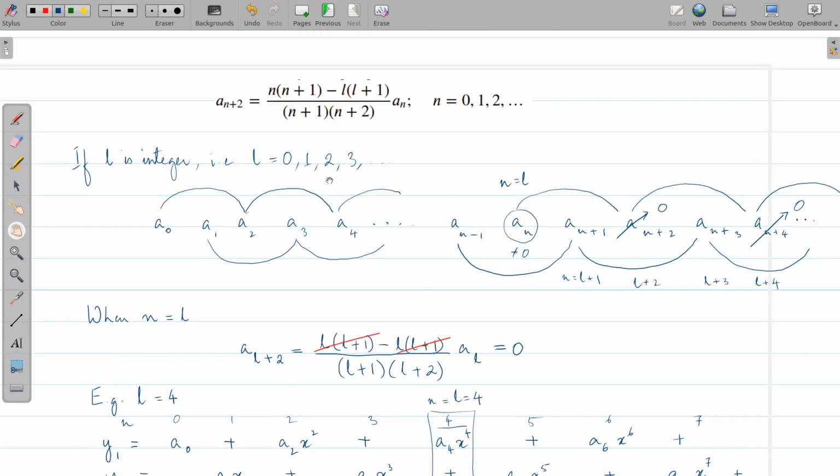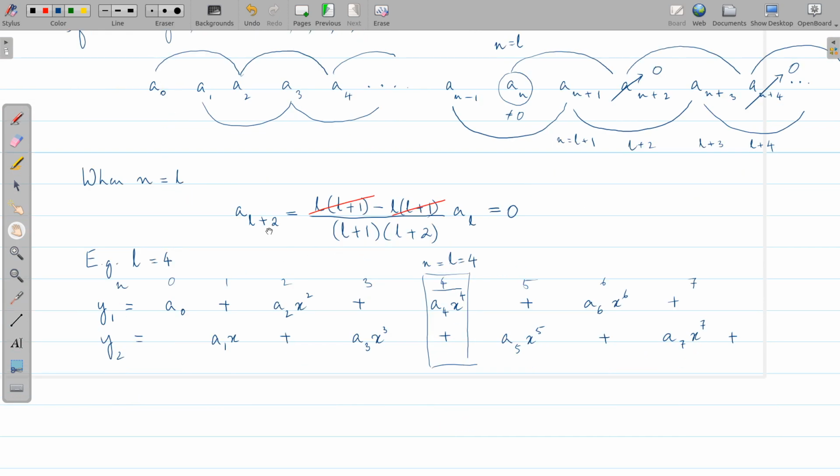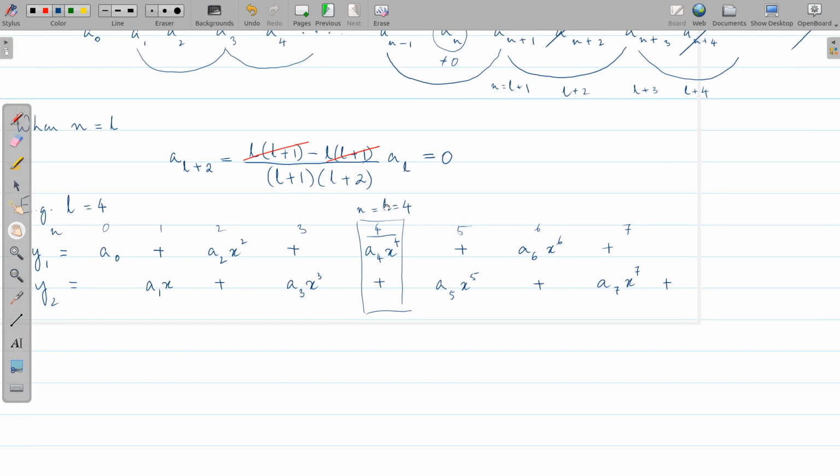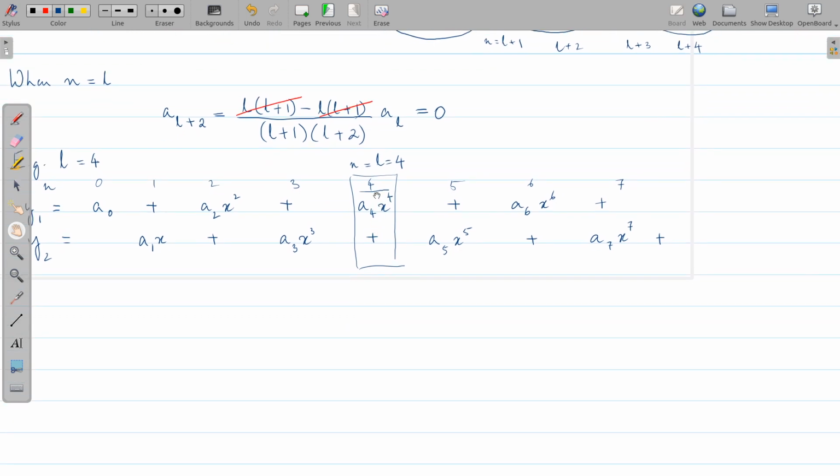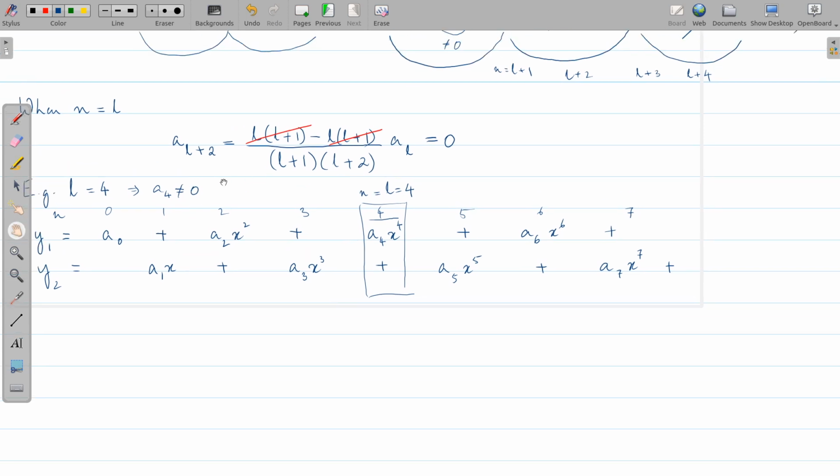And we saw from this recurrence relation, when n is equal to L, AL plus 2 will become 0. So if n is equal to L is equal to 4, that means we are talking about A4, right? So A4 will be non-zero. Okay, L is equal to 4. This implies A4 will be non-zero. And we have seen here, if A4 is non-zero, L is 4, then the next one, according to the recurrence relation, will be A6. What does this tell us? It tells us that A6 will be 0. So which means this is going to be 0. Next, this is going to be 0. Next, this is going to be 0 and so on.